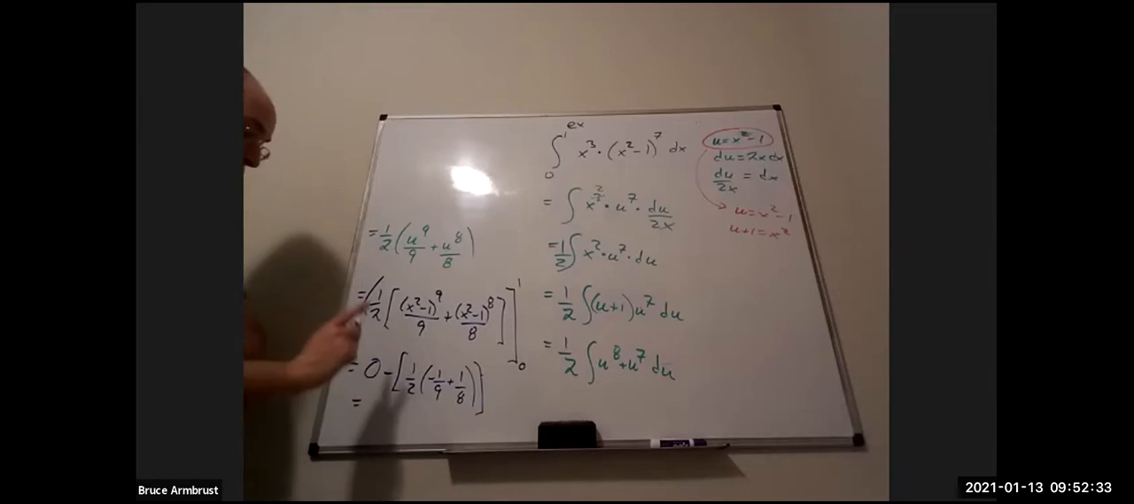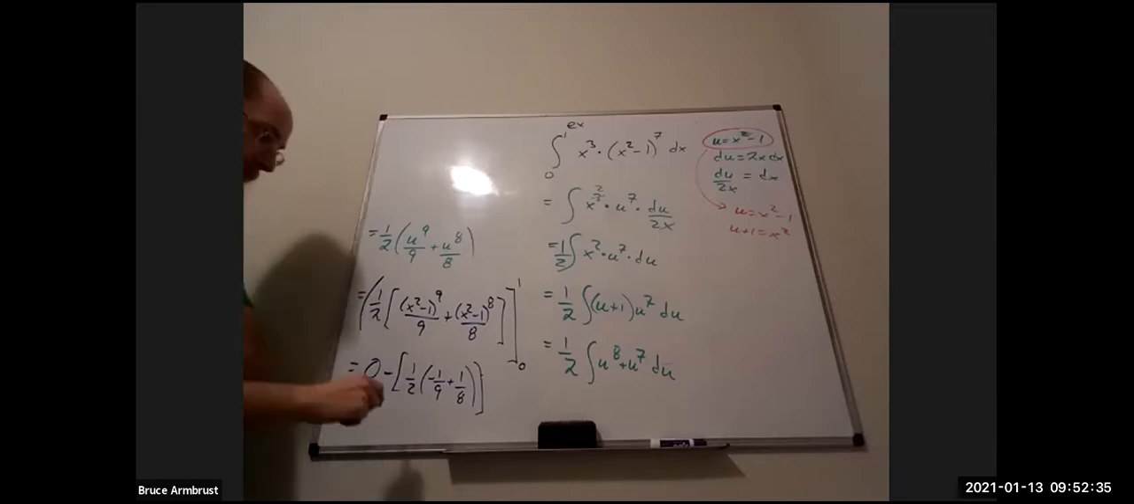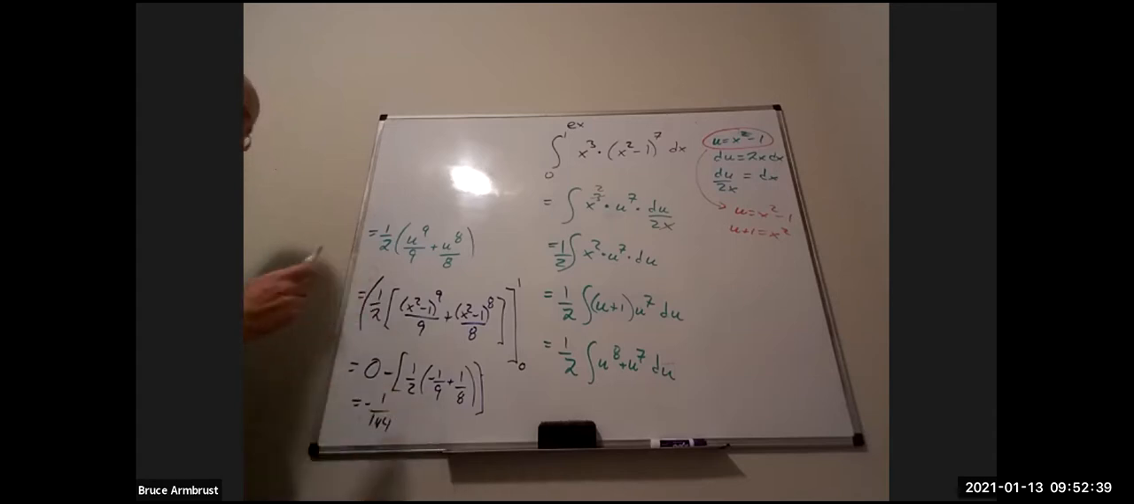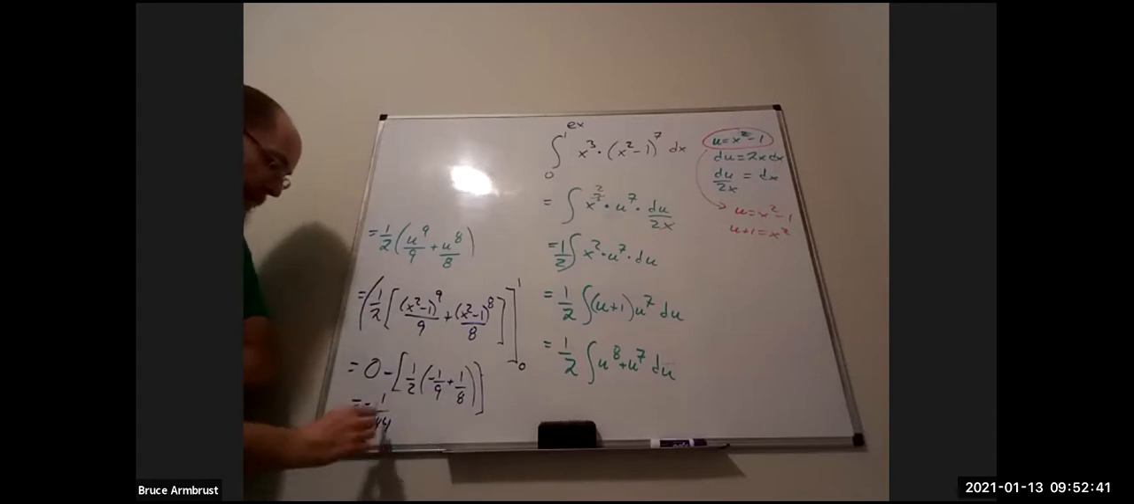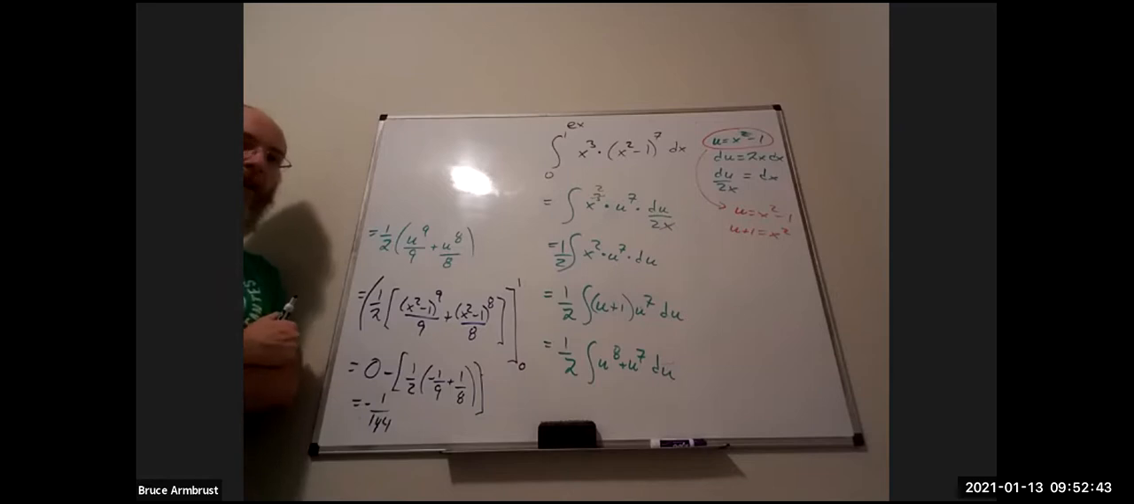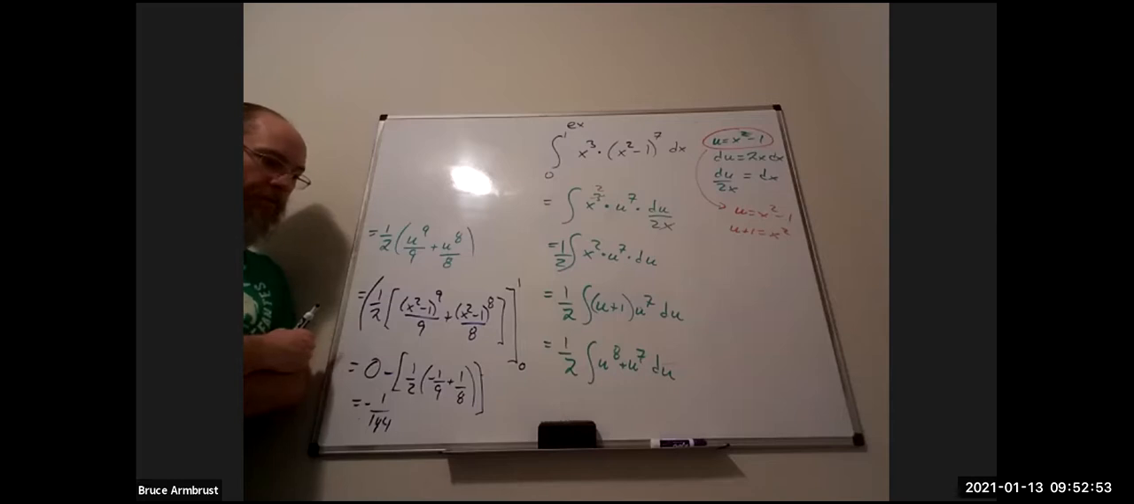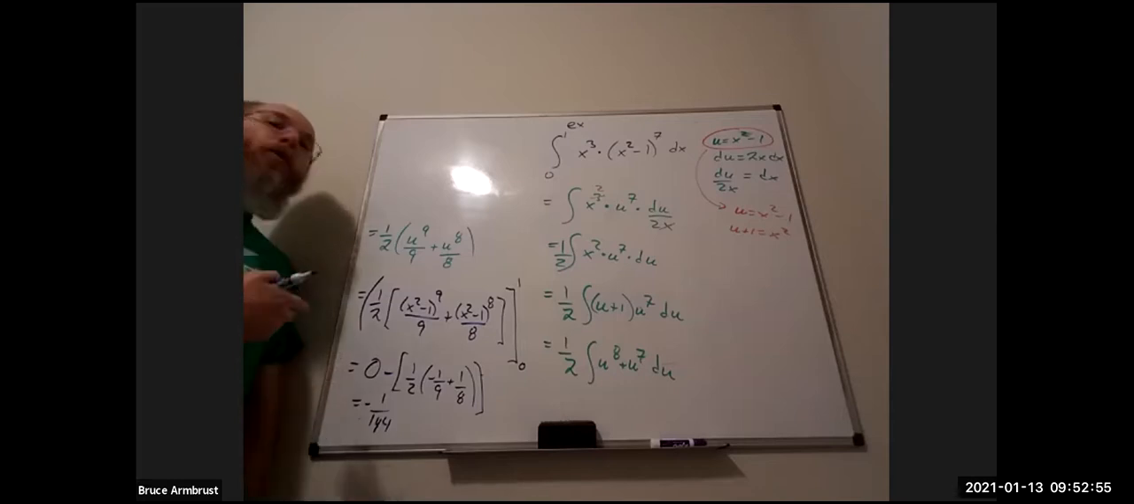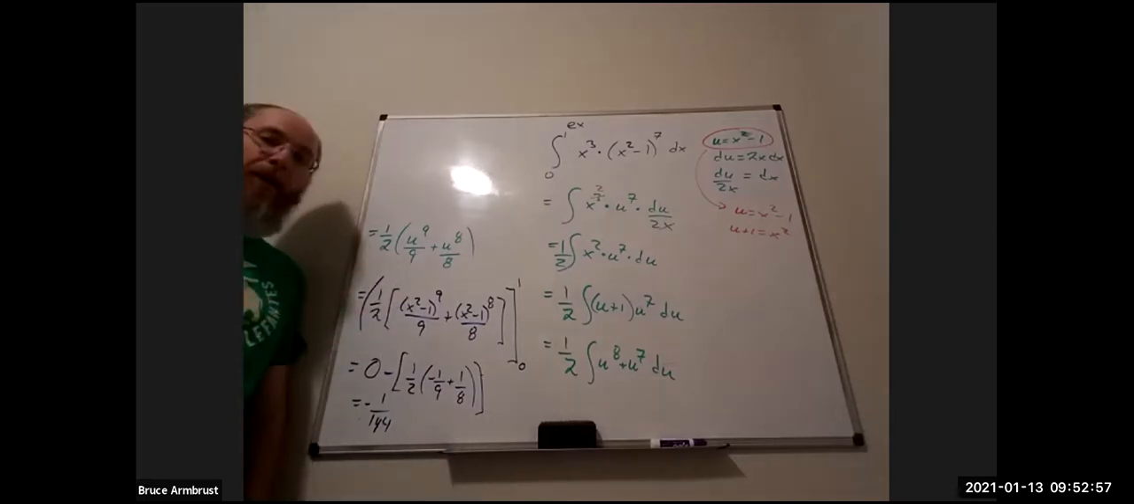And I think that this ends up being minus 1 over 144. Definitely check my arithmetic on that. But I'm pretty sure it's negative 1 over 140. All right, so there's just that one last step, that one last step of putting in our bounds.